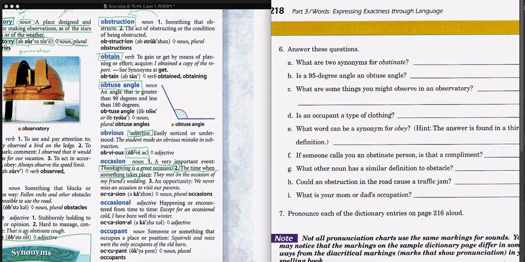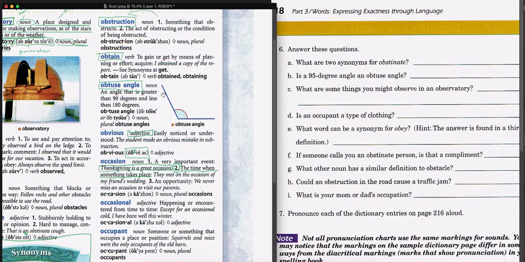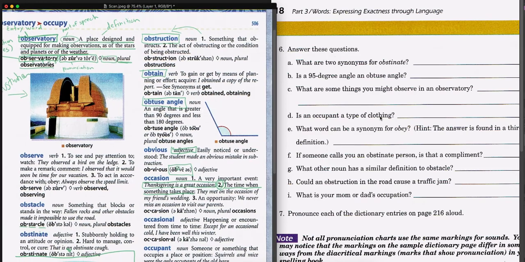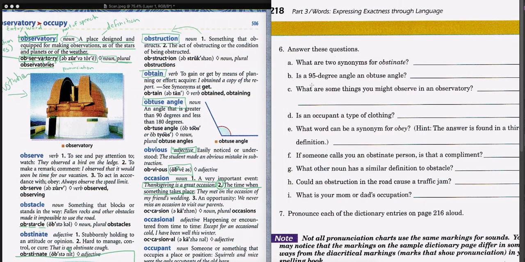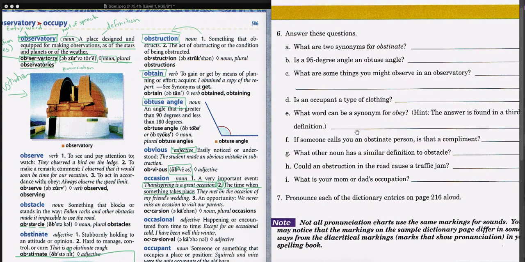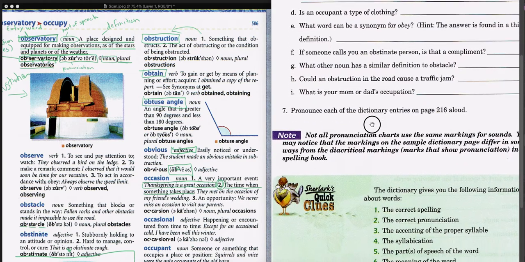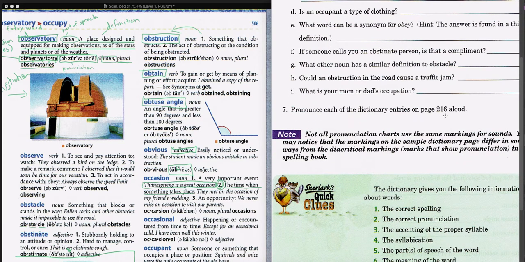And for the rest of the questions here, you just have to read the question and really use your critical thinking skills. Let's read the whole entry. You read the definition, the parts of speech, all of that, and that's going to help you answer all these questions. So for C, what are some things you might observe in an observatory? Obviously, you're going to want to read the definition, and after you read it, you should be able to answer the questions.